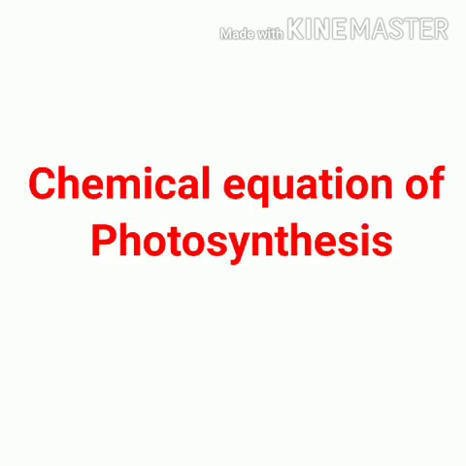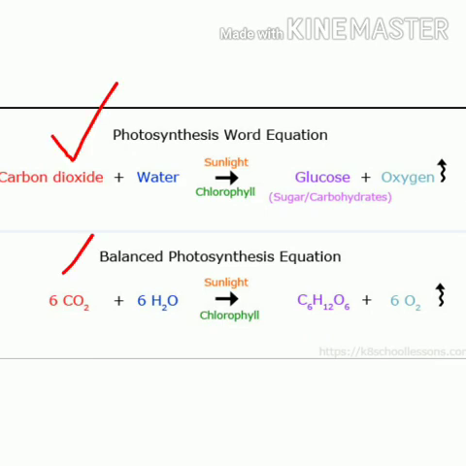Let's see the chemical equation of photosynthesis. Carbon dioxide plus water, in the presence of sunlight and chlorophyll, gives starch, that is a form of glucose, and oxygen. The arrow beside the oxygen represents that it is a gas.